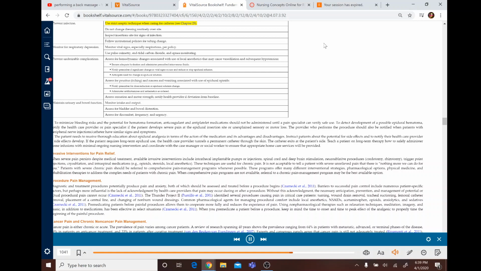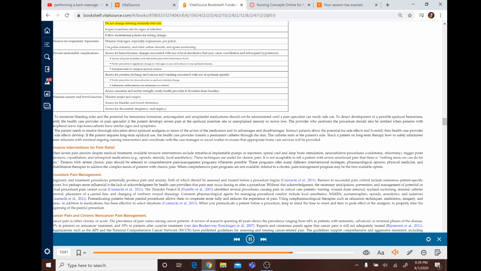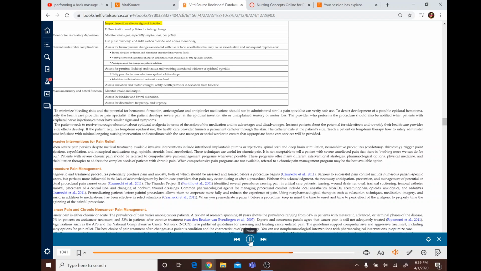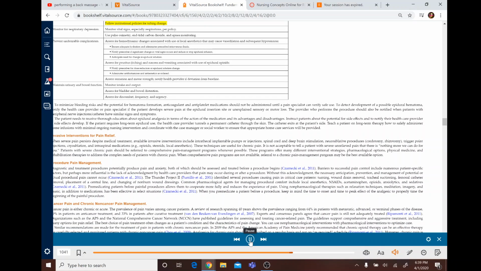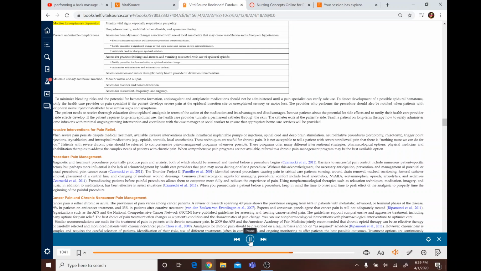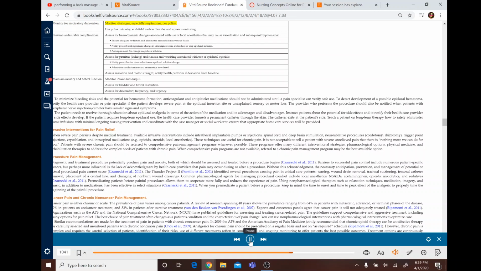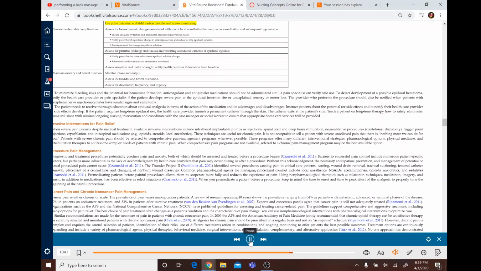Goal: prevent infection. Use strict aseptic technique when caring for the catheter, see Chapter 29. Do not change the dressing routinely. Inspect the insertion site for signs of infection. Follow institutional policies for tubing change. Goal: monitor for respiratory depression. Monitor vital signs, especially respirations, per policy. Use pulse oximetry, end-tidal carbon dioxide, and apnea monitoring.